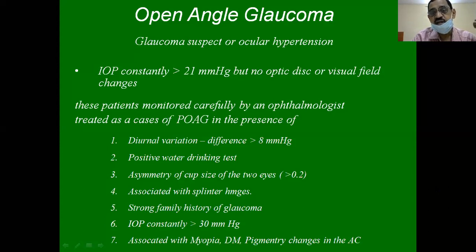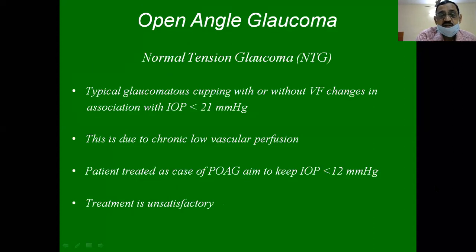Suppose the diurnal variation difference is more than 8 millimeters of mercury, and a positive water drinking test, and asymmetry of cupping of more than 0.2, and associated splinter hemorrhages over the disc or the margins of the disc, and a strong family history of glaucoma in the siblings. And if IOP is constantly more than 30 millimeters of mercury, we also treat it as POAG. And if it is associated with myopia and diabetes mellitus and pigmentary changes in the anterior chamber, then also we treat it as such.